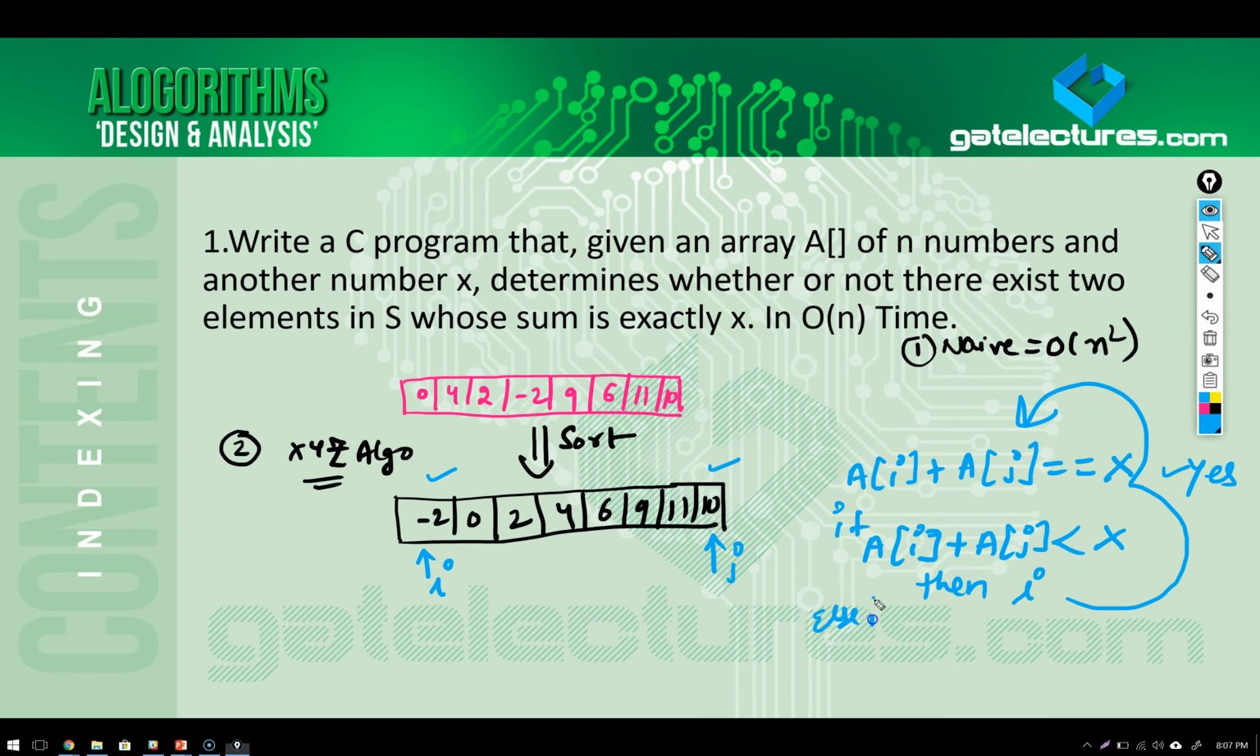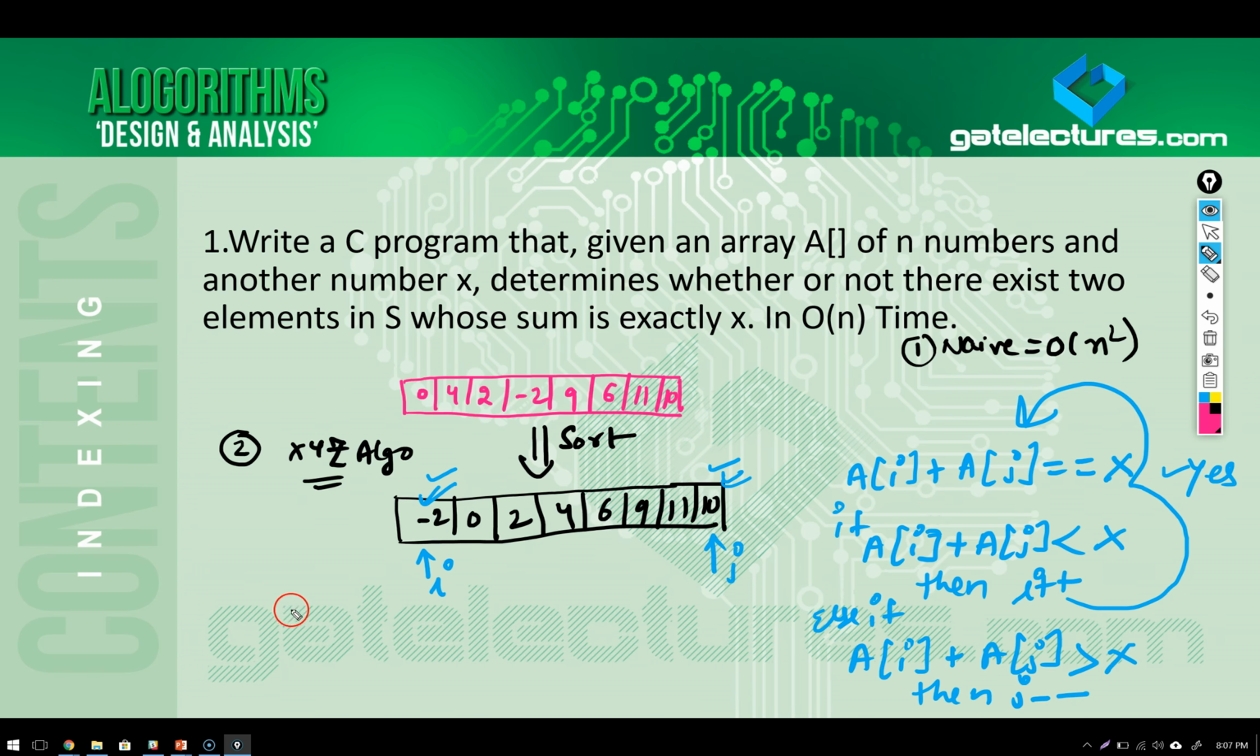Else if a of i plus a of j is greater than x, that means if the sum of this number and this number is greater than x, in that case we are going to decrement the value of j. That means j will be j minus minus. What do I mean by that?